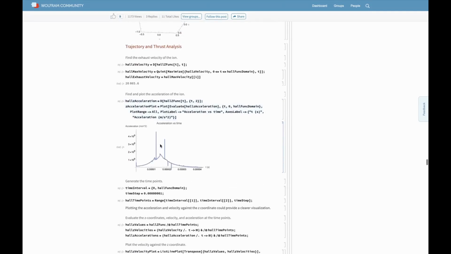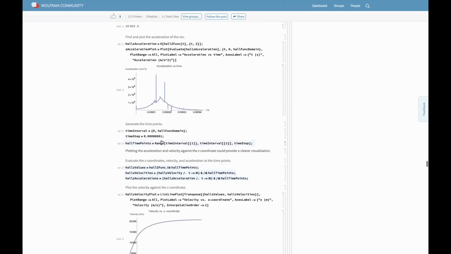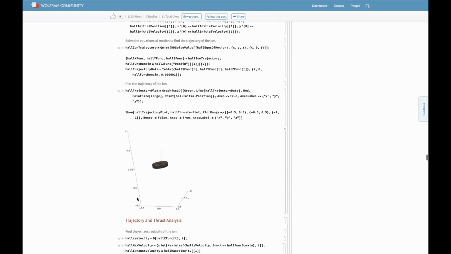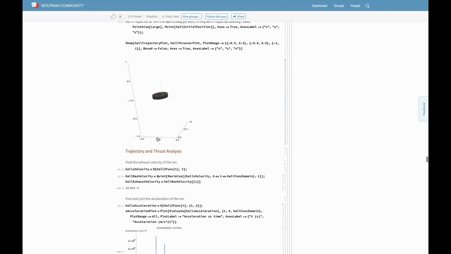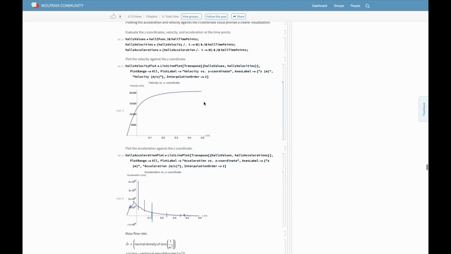And I also graphed out the acceleration and velocity of the ion again. You can see the acceleration versus time, and also the velocity versus the z coordinate of the Hall thruster. And you can see a Hall thruster typically has a lower exhaust velocity of only around 20,000 meters per second.